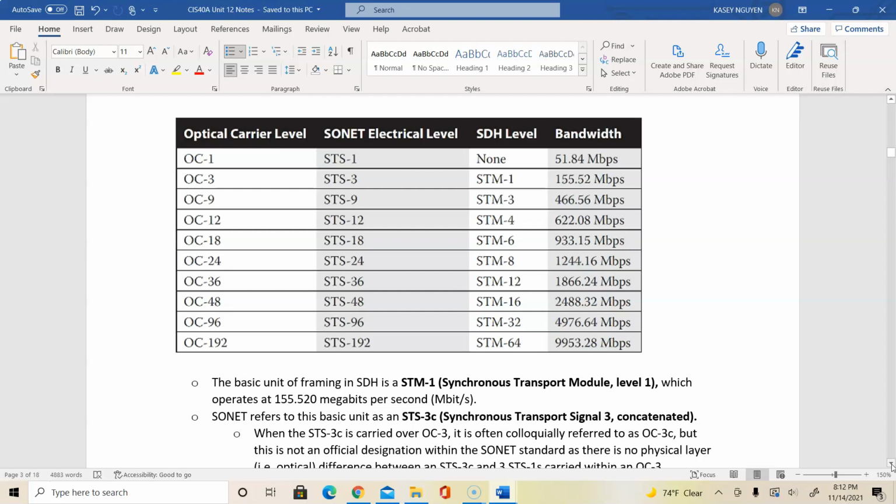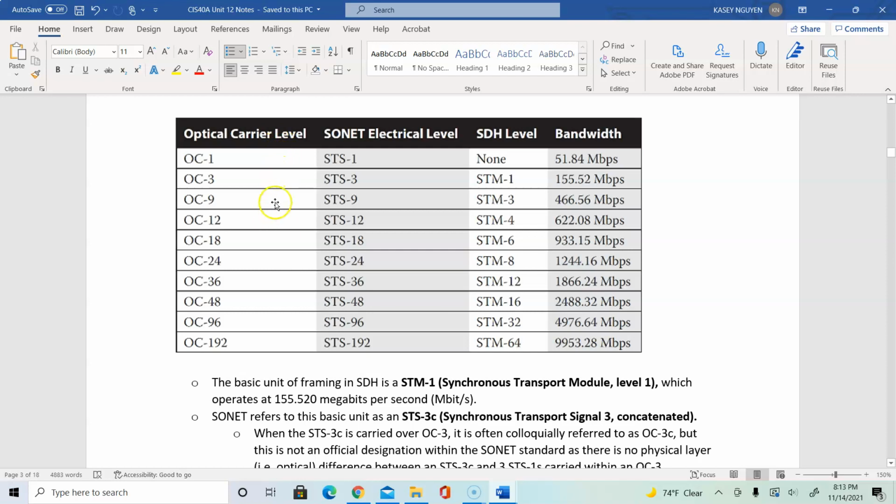So make sure that we know the OCs for Network Plus. Whereas OC3 is 3 of the OC1s, in that if you take the bandwidth for the OC1 and you multiply that by 3, you would be able to obtain 155.52 megabit per second. So that will be SONET Electrical Level 3 or STS3 compared to STS1, and so on. So they are multipliers of the OC1s.